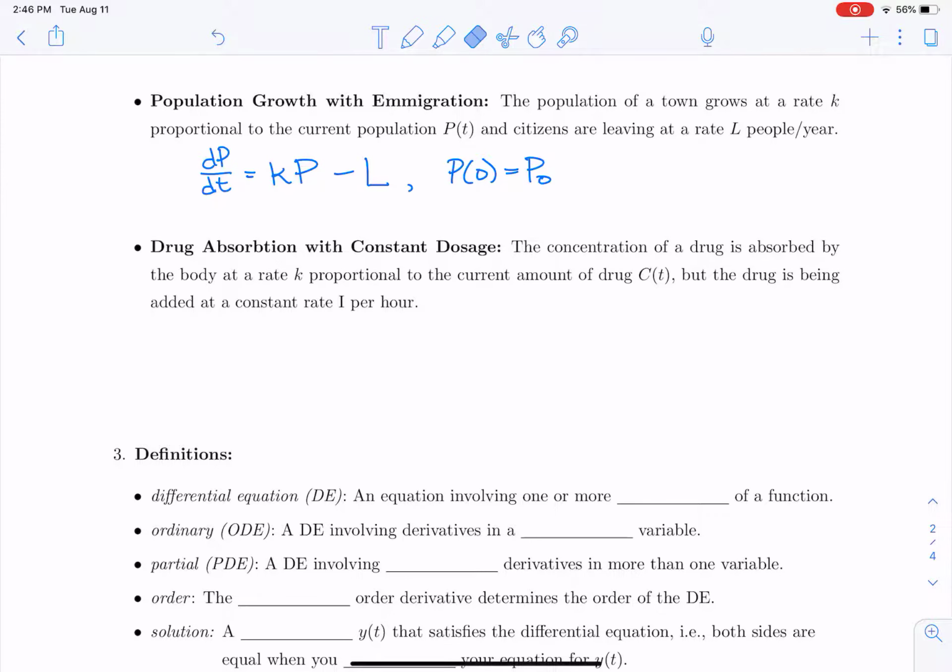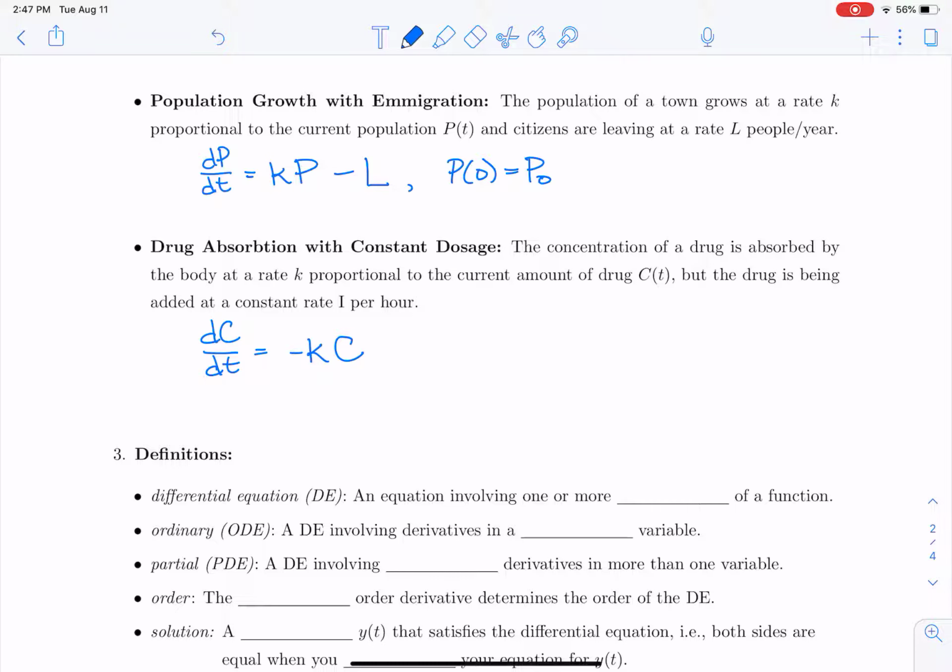Okay, let's look at a similar model. What if a drug is being absorbed in the body? The concentration of a drug is absorbed by the body at a rate k proportional to the current amount of the drug. So we're going to do dC/dt, because that's the amount of the drug, and we're going to look at the rate of change. We notice that that rate of change is proportional to the current amount of drug, so it's equal to minus k times C, and it's negative because that drug is being absorbed into the body, so we're taking away from that concentration of the drug.